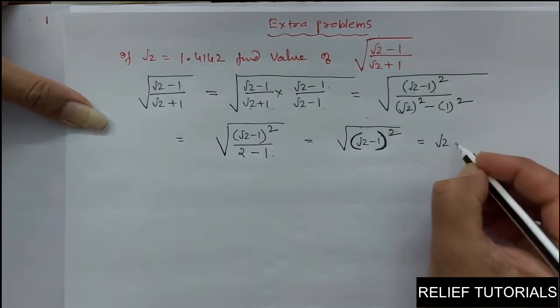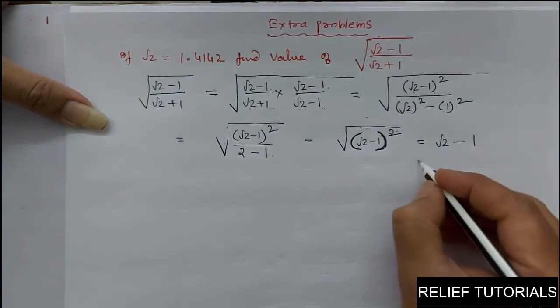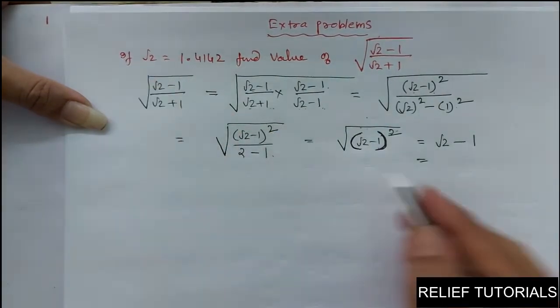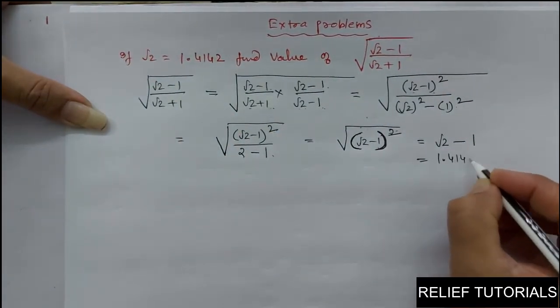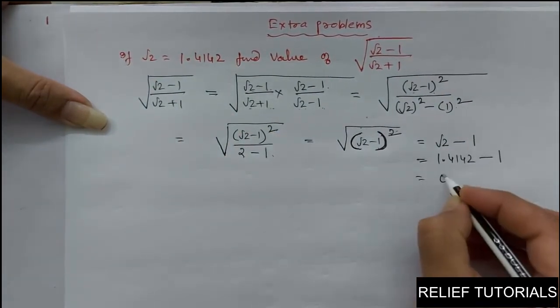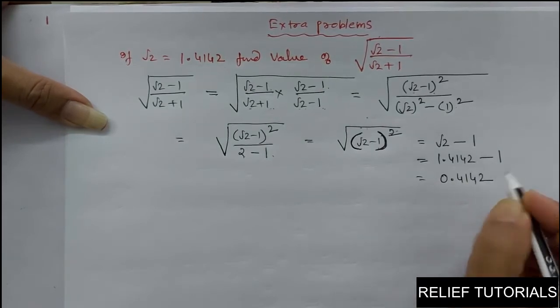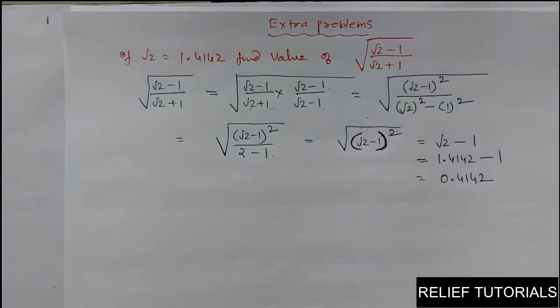So what you will get? Root 2 minus 1. So now root 2 is 1.4142, minus 1. So the answer will be 0.4142. This is our answer. Have you got it, friends?